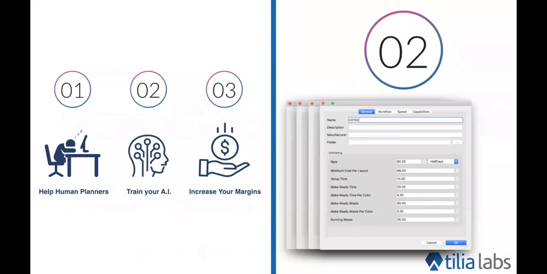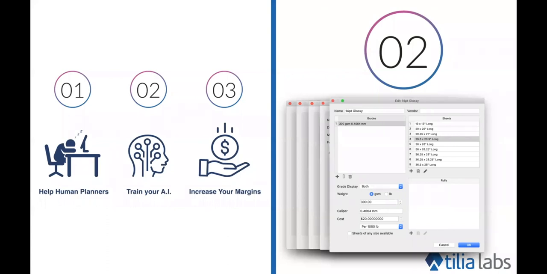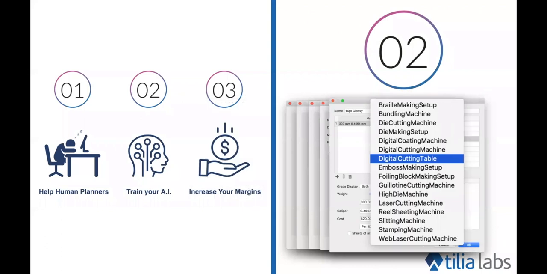And you can get very granular with the way that you're setting up your press. So modeling your setup time, modeling your make ready and your time of make ready per color, your waste, your running waste. And then you do the same thing with your stocks. You make Phoenix aware of your stocks and your stock sizes and your cost of those things.